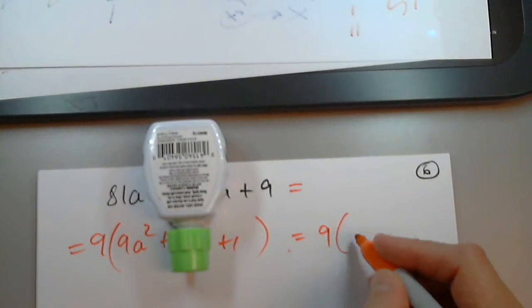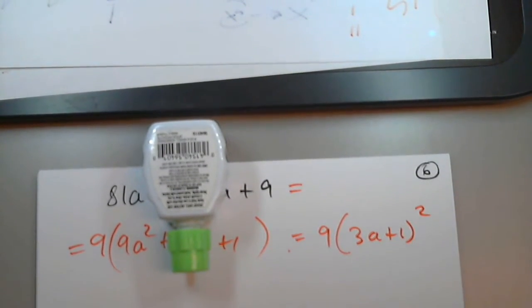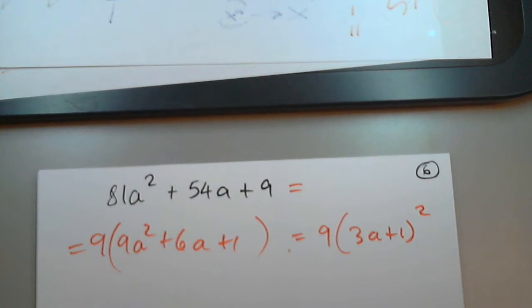If it is a special product, what would you expect it to be? 3a plus 1 squared. When you expand 3a plus 1 squared, what would be the middle term? 6a. Good. Do I have 6a here? Yes. So that is very clear then. This must be the factored form. Good.